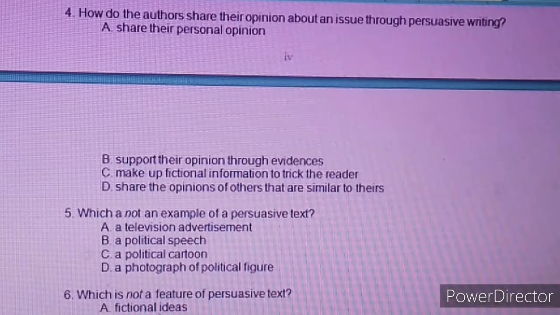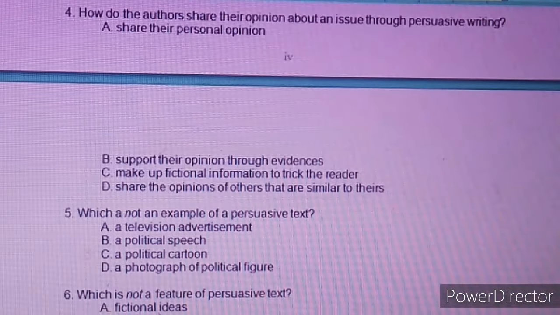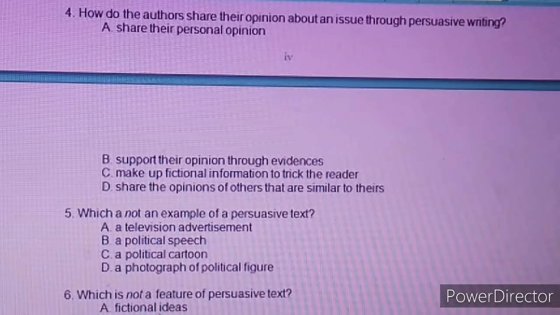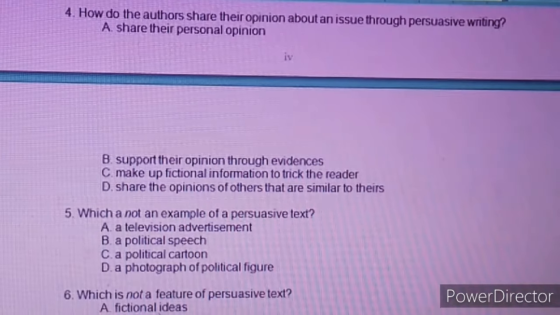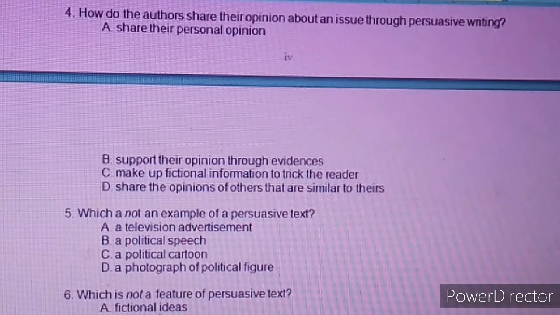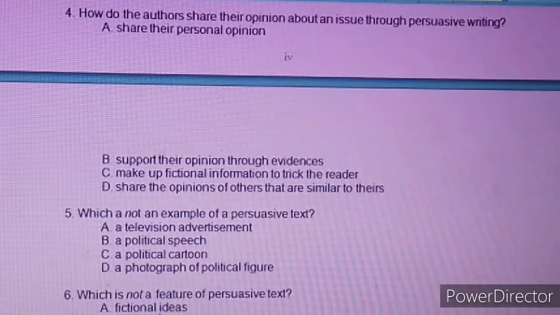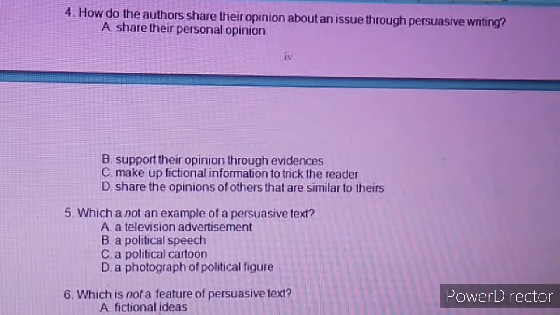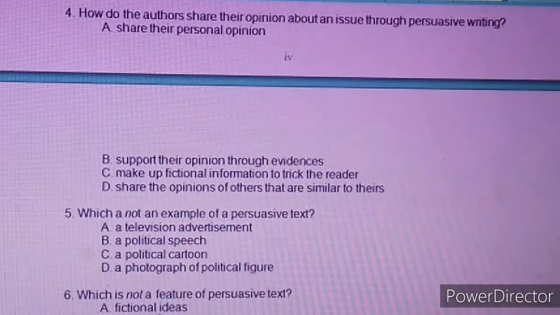Which is not an example of a persuasive text? A. A television advertisement. B. A political speech. C. A political cartoon. Or D. A photograph of political figure. Is your answer correct? Let us find out. The correct answer for number 5 is letter D, a photograph of political figure.